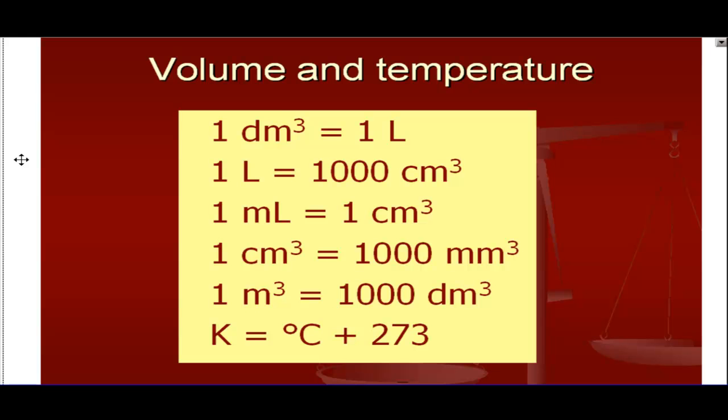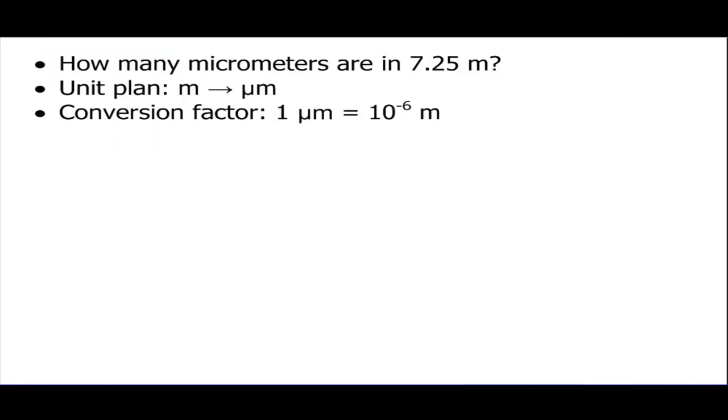We'll also be using what we call cube units from time to time. But again, you'll be given what these things are equal to. And of course, the temperature conversion we'll get to a little bit later. So here's an example problem. How many micrometers are in 7.25 meters? So we're going to need to go from meters to micrometers.